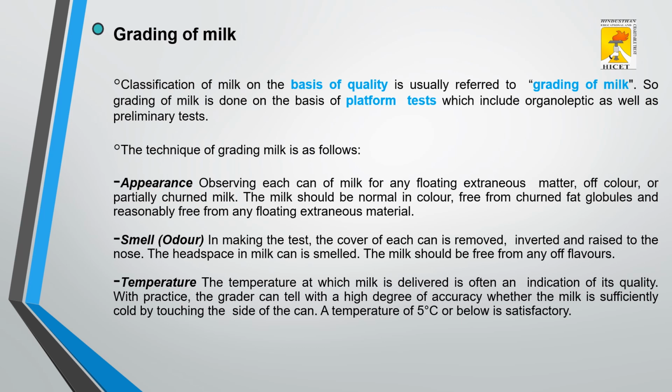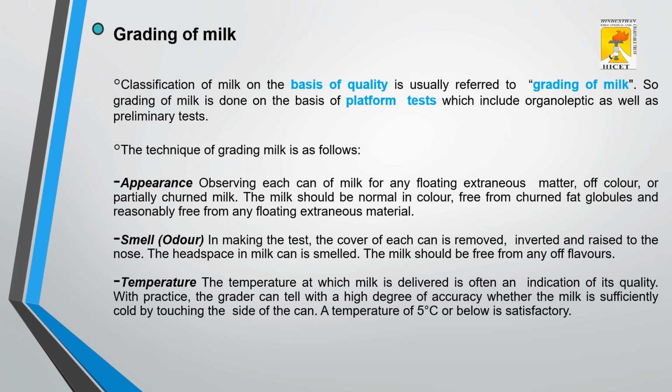And these are the grading tests. Grading means it determines the basis of quality. So that is the grading test, and we have already seen the platform tests. The techniques of grading are appearance, smell, and temperature. A temperature of 5 degrees Celsius is satisfactory and is an indication of its quality.